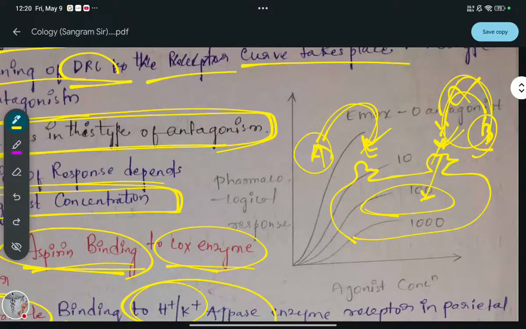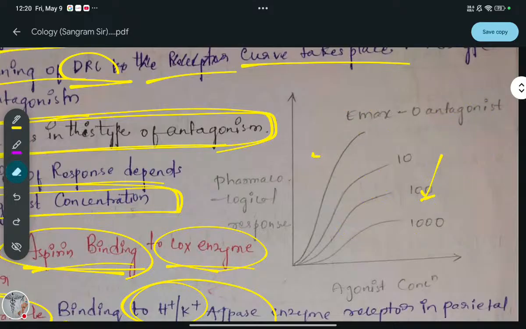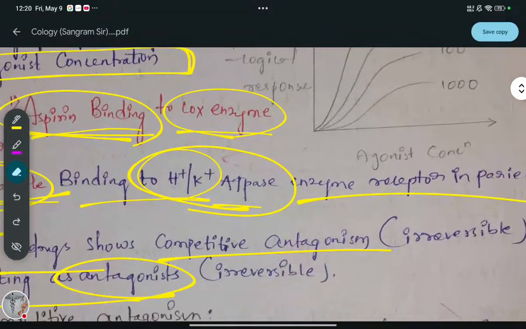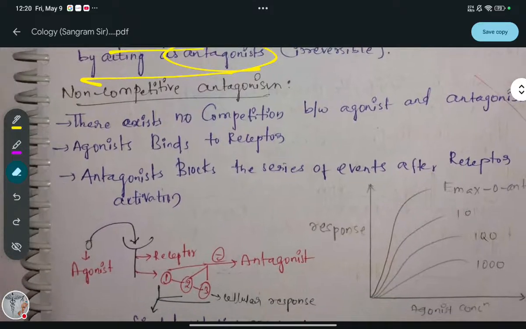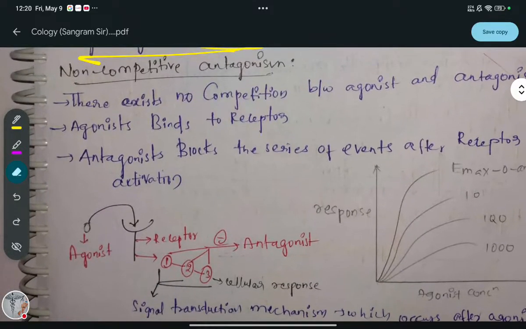So what will happen? Antagonism will take place. Which type of antagonism? Competitive antagonism. But is this competitive reversible antagonism or competitive irreversible antagonism? This is irreversible competitive antagonism. Next we will see the non-competitive antagonism.